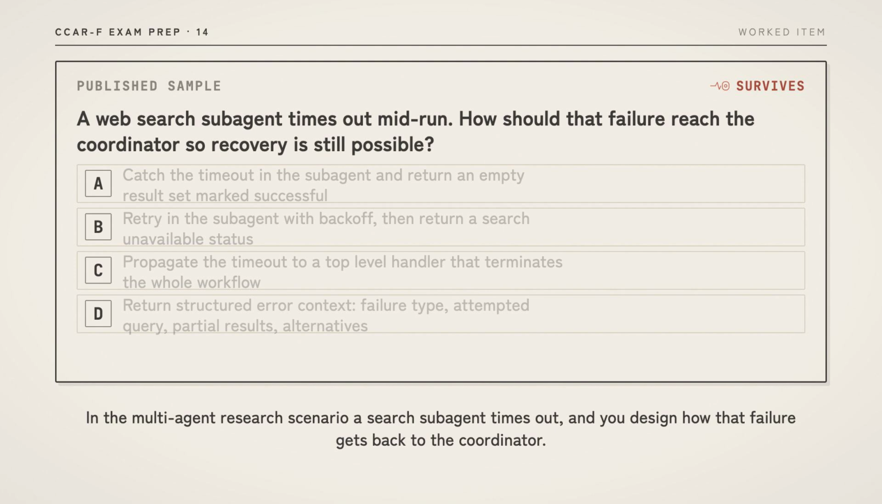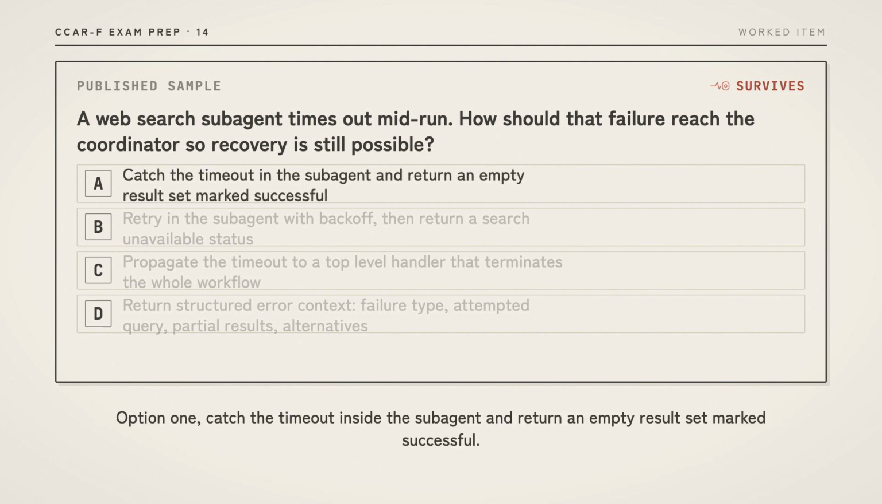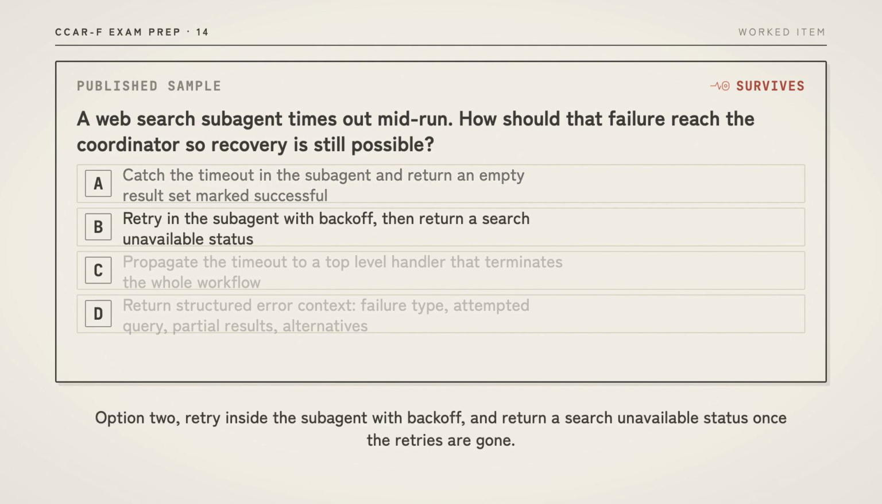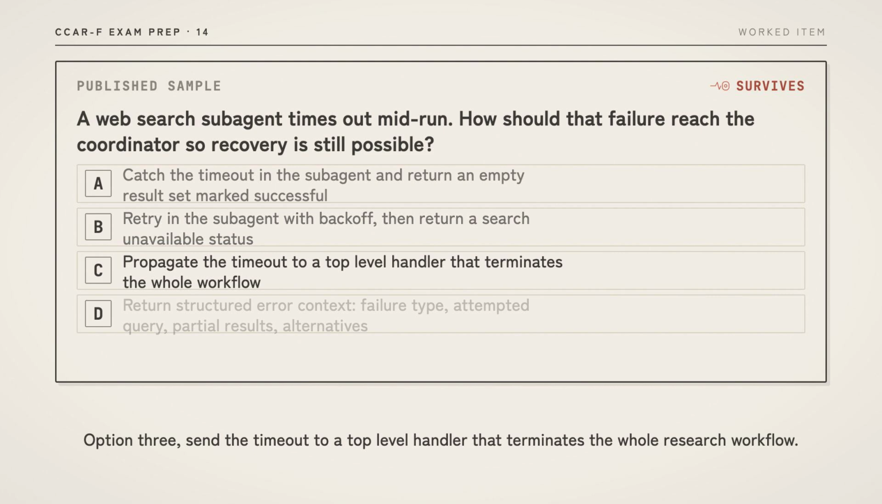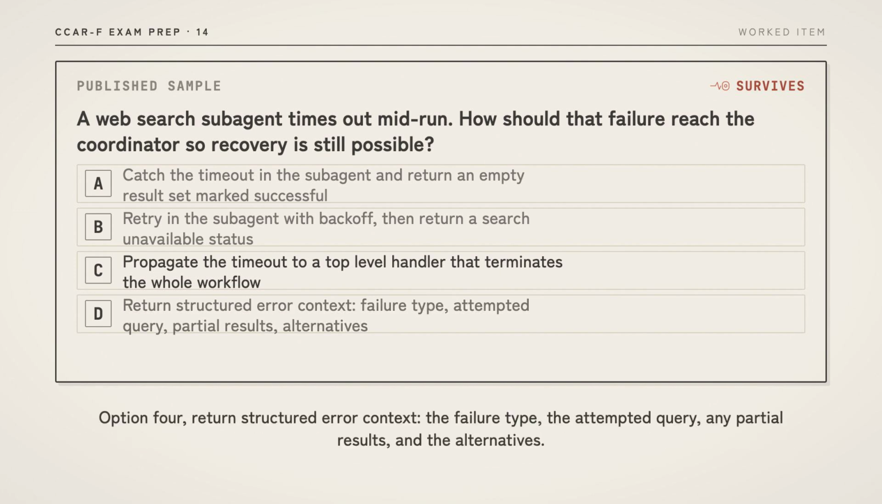In the multi-agent research scenario, a search subagent times out, and you design how that failure gets back to the coordinator. Option 1. Catch the timeout inside the subagent and return an empty result set marked successful. Option 2. Retry inside the subagent with backoff and return a search unavailable status once the retries are gone. Option 3. Send the timeout to a top-level handler that terminates the whole research workflow. Option 4. Return structured error context, the failure type, the attempted query, any partial results, and the alternatives.